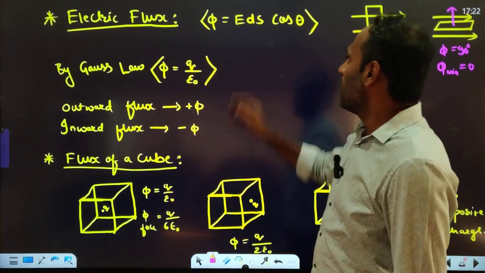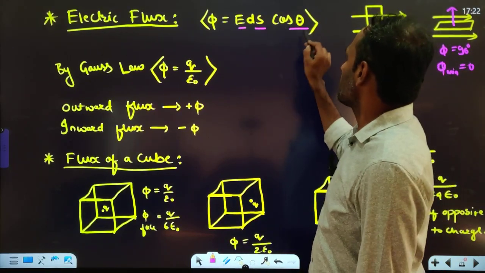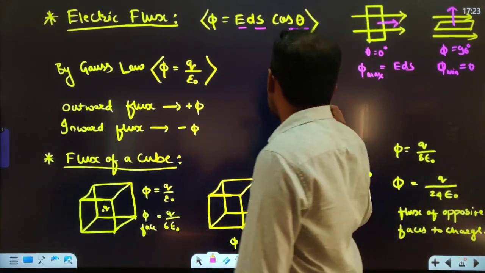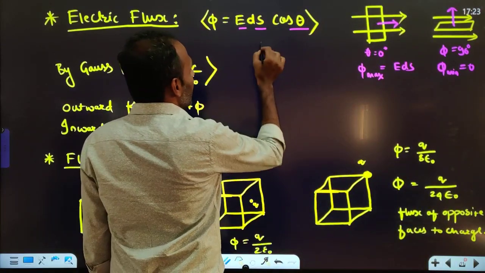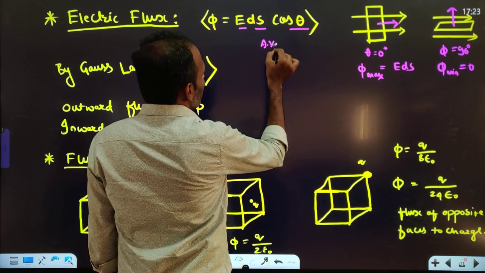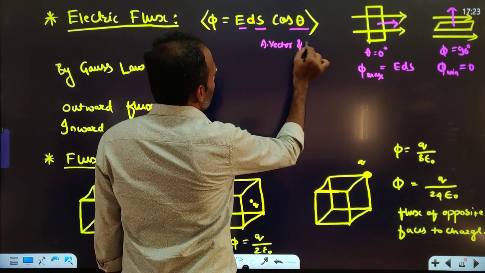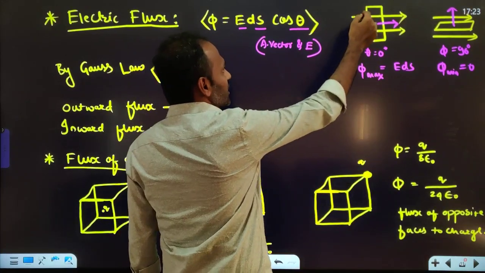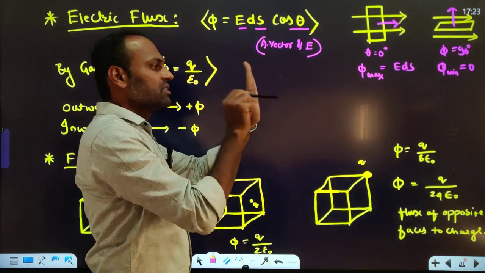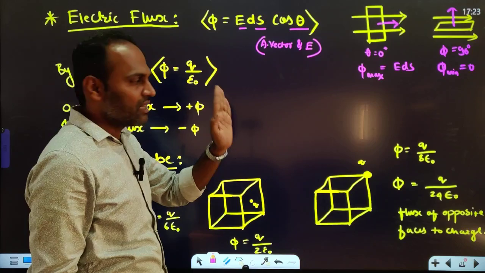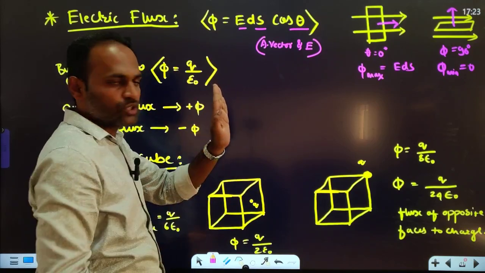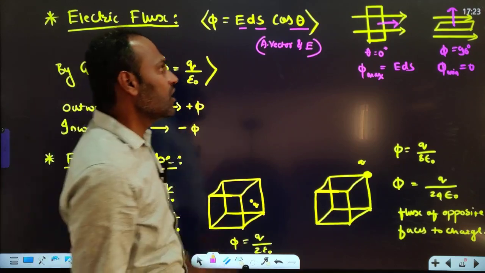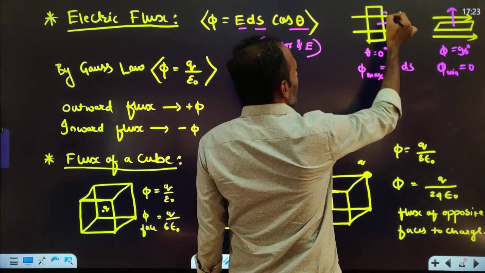Okay, look here, in E ds cos theta, theta is the angle between the area vector, or the normal to the surface area, and the electric field. So here the surface area is held like this, electric field lines are like this, right? It means the surface area is held perpendicular to the direction of electric field. So area and electric field both are perpendicular to each other.